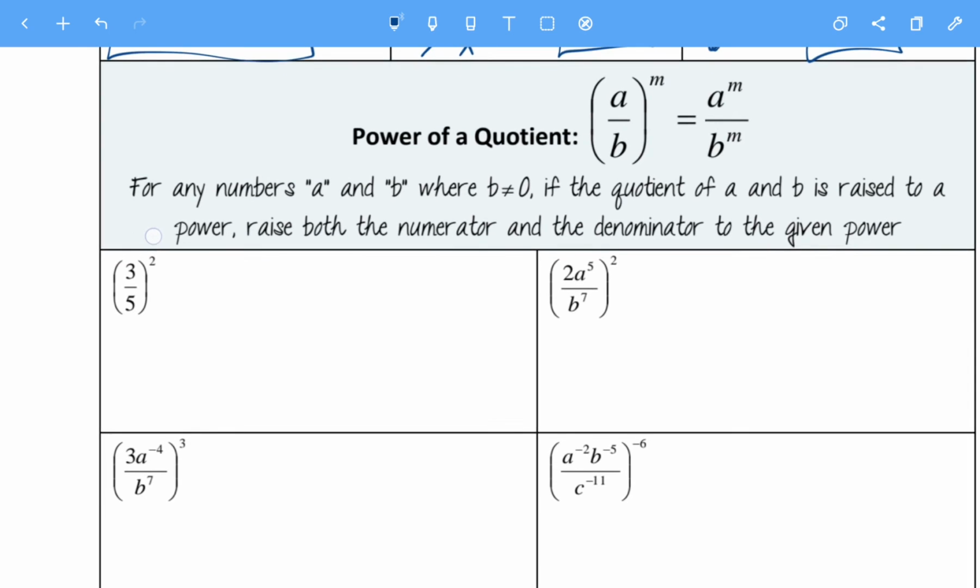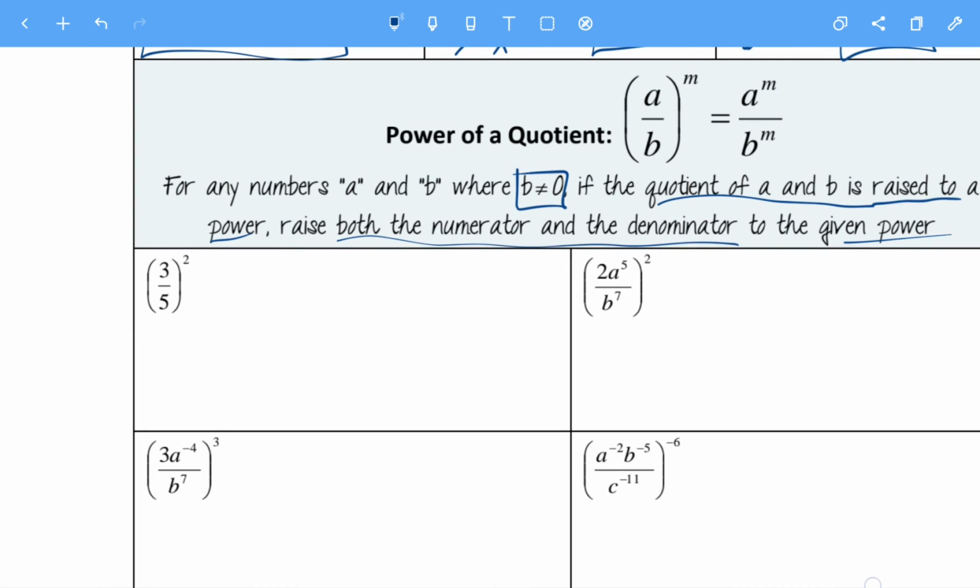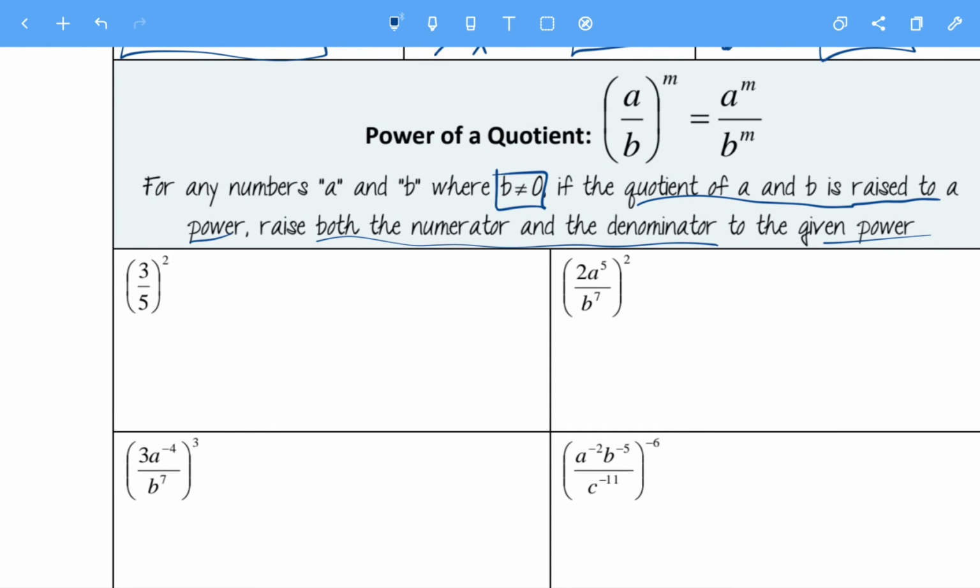Last one, we got power of a quotient. This is essentially saying the same thing, but this time we have a quotient or a fraction, whatever you want to call it. A over b all raised to the m, everything gets that m. So for any numbers a and b where b is not equal to 0, if the quotient of a and b is raised to a power, raise both the numerator and denominator to the given power. So, for example, here we have 3 over 5, all raised to the second power. This is 3 to the second power over 5 to the second power, which is 9 over 25.